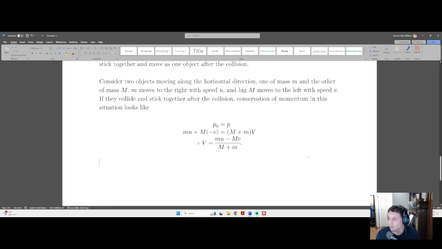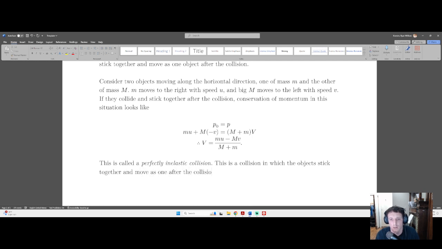Okay, so this is called a perfectly inelastic collision. This is a collision in which the objects stick together and move as one after the collision. And what happens in this situation is that kinetic energy is lost. Actually, the maximum amount of kinetic energy is lost.